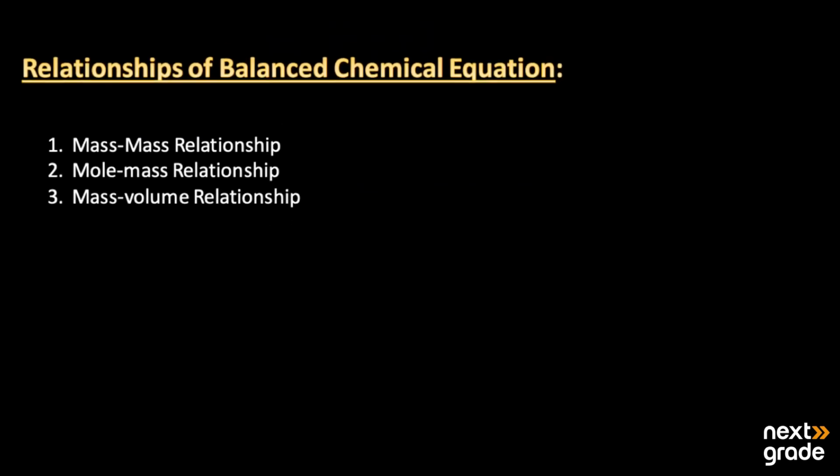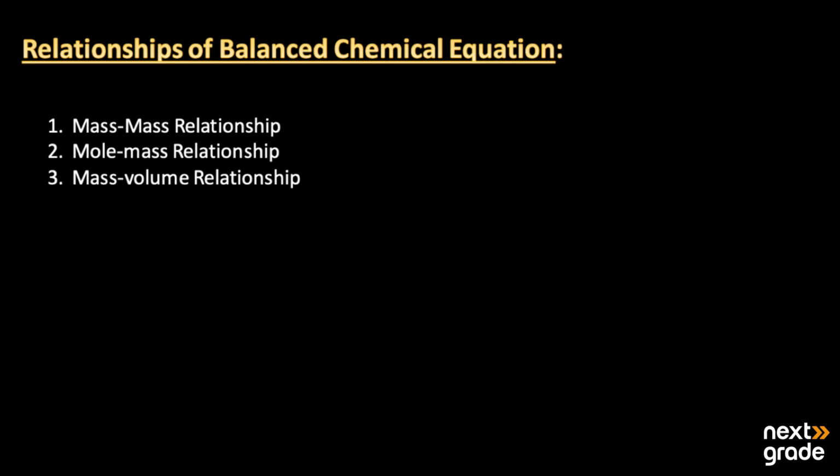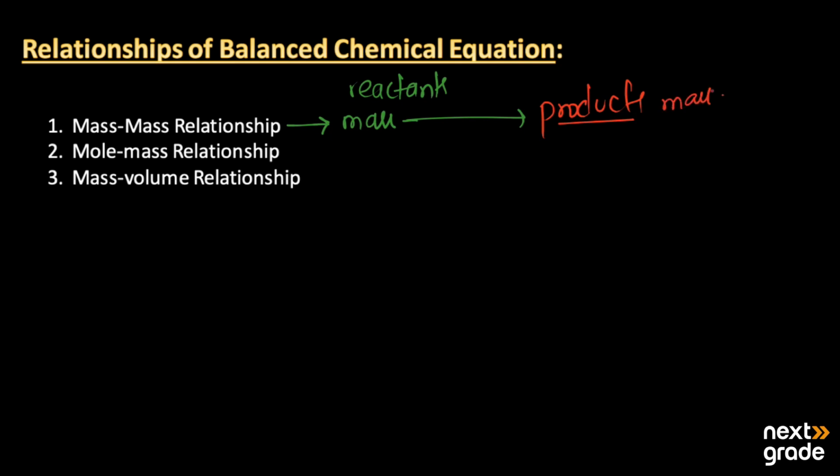Okay, next we have the relationship of a balanced chemical equation with stoichiometry, that is, how we can find the different relationships. The first relationship is the mass relationship. If the mass of any substance, for example of the reactants, is given, then we can find the mass of the other substance, the mass of the products. This is the first relationship of the stoichiometric calculations.